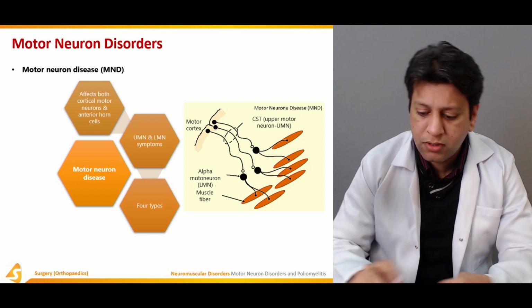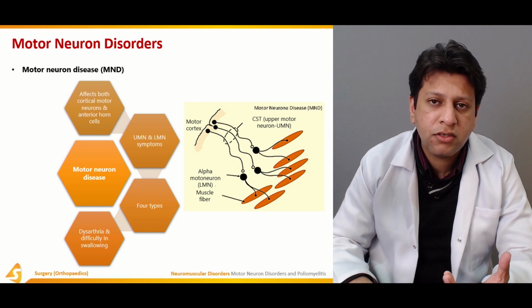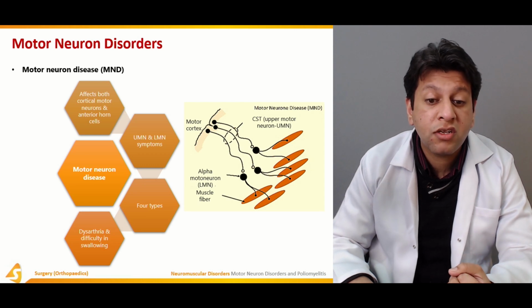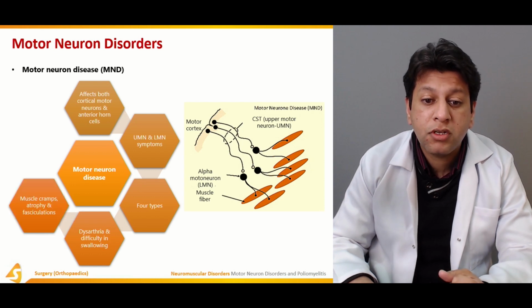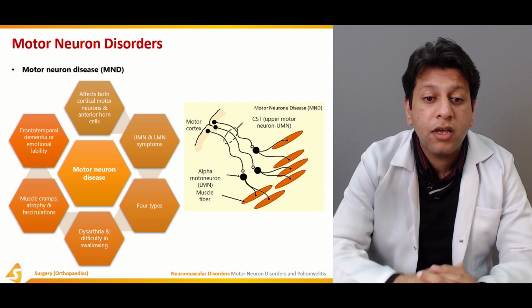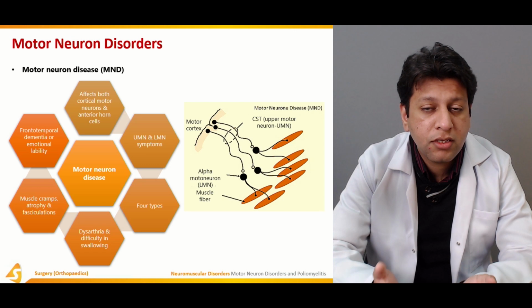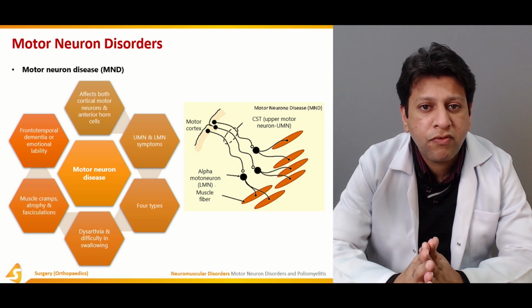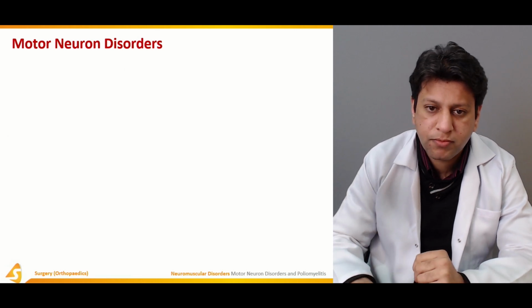Usually it has four types. This may be if the central region is defective, for example, if there's something wrong with the cerebral cortex. This may be associated with dysarthria and difficulty in swallowing depending on which area is involved. There may be muscle cramps, atrophy, and fasciculation, or there may be associated frontotemporal dementia or emotional lability. Because the motor cortex is adjacent to other areas which are also controlling other functions of the brain, if those areas are affected, this may result in frontotemporal dementia or emotional lability.